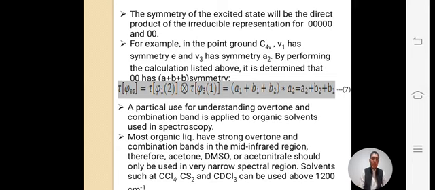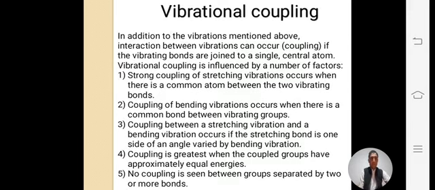Most organic liquids have strong overtone and combination bands in the mid-infrared region. Therefore, acetone, DMSO, or acetonitrile should only be used in very narrow spectral regions. Solvents such as carbon tetrachloride, carbon disulfide, and CDCl3 can be used above 1200 cm^-1.